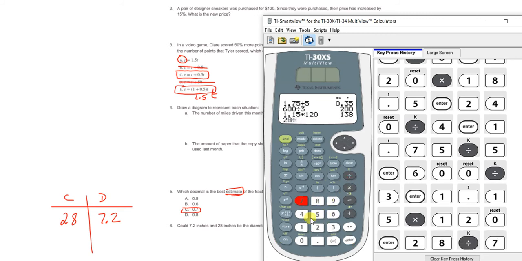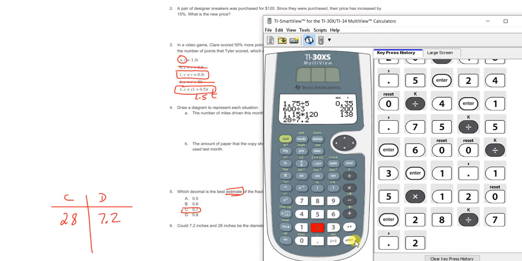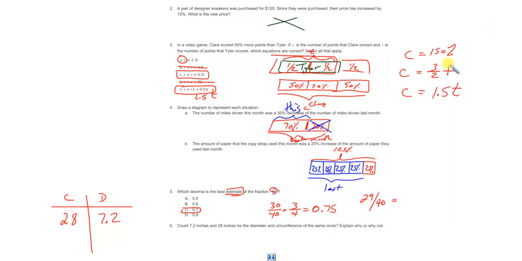So when I divide 28 by 7.2, I get 3.8 repeating. Explain why I'm wrong. I'm going to say no. The relationship should have a constant of pi, not 3.8 repeating.